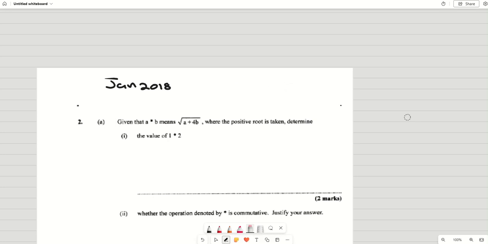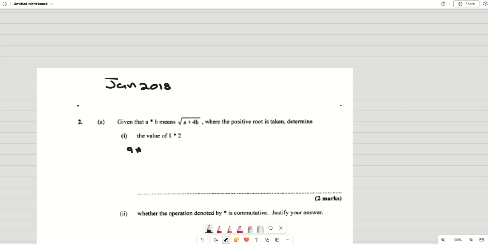That is just that we take into preference the positive. So when they say where the positive root is taken, it's just that they're telling you you're taking your positive numbers, right? Find the value of 1 asterisk 2.